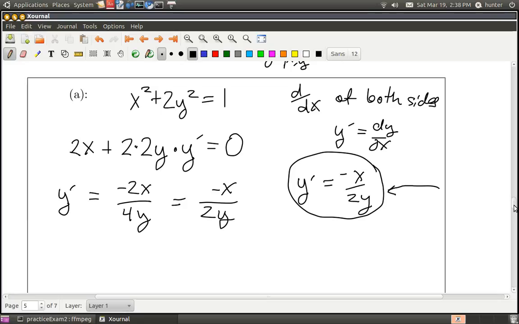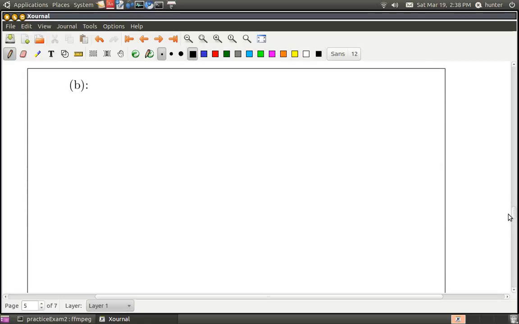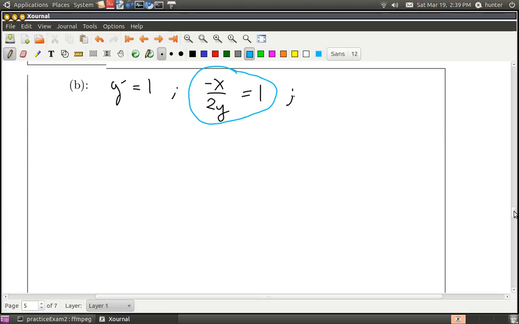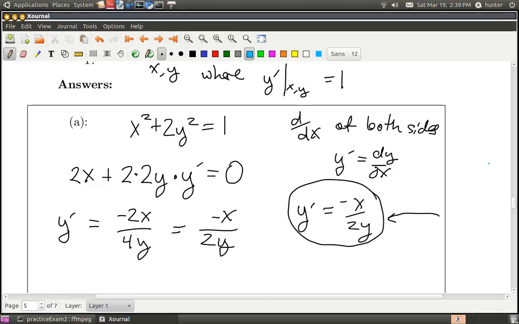All right. So here's where we're supposed to work on B. So I know that y prime is supposed to be equal to 1, right? And I also know that y prime is equal to minus x over 2y. So minus x over 2y is supposed to be equal to 1. Okay, so now the plan is I can use this formula to solve for one variable in terms of the other, and then I can plug that back into the ellipse formula. Here's the formula for the ellipse.